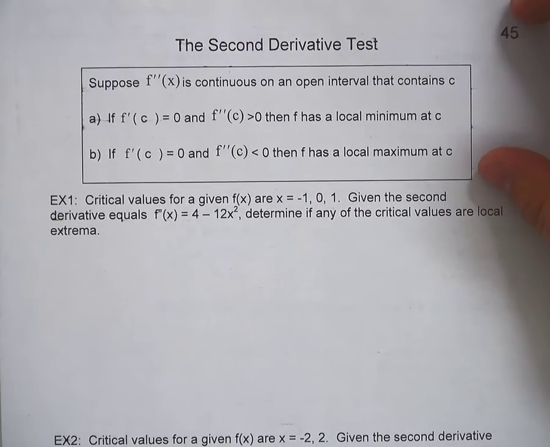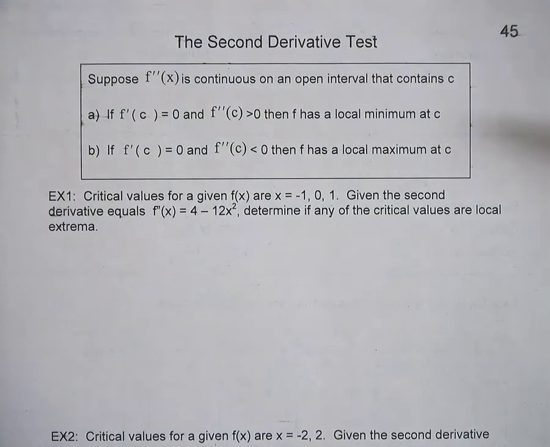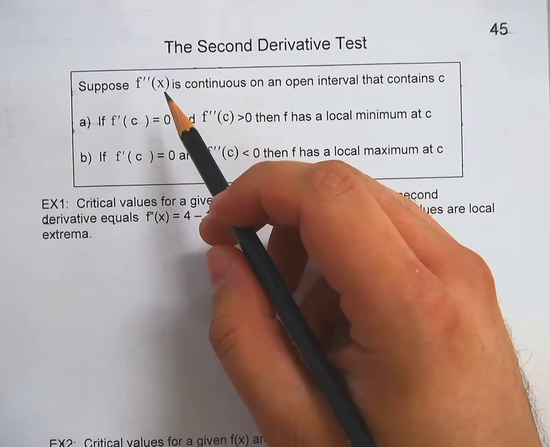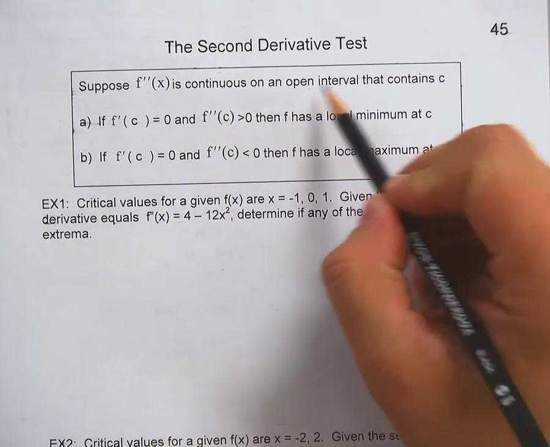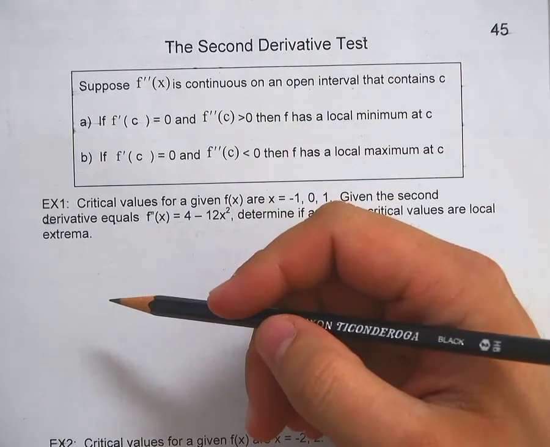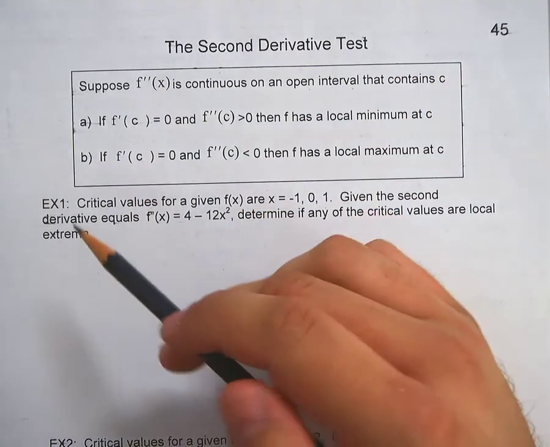We're going to get straight into second derivative testing here. This is using the second derivative, and obviously we know that the second derivative deals with concavity, right? So it says, suppose f of x is continuous on an open interval that contains c. So it's continuous, which means it's probably differentiable. Obviously it's the second derivative here.